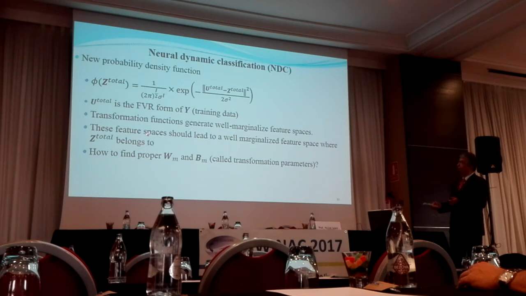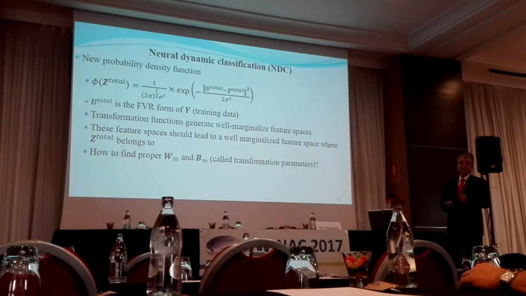So here you can see the transformation function generates well marginalized feature spaces, and these should lead to a well marginalized feature space where this belongs to the new set. And how do you find these transformation parameters, in order to bring those who are in the same class together and those who are not in the same class further apart from each other? To determine this, we use that neural dynamic optimization model of Adeli and Park.